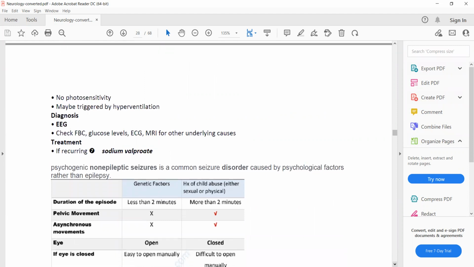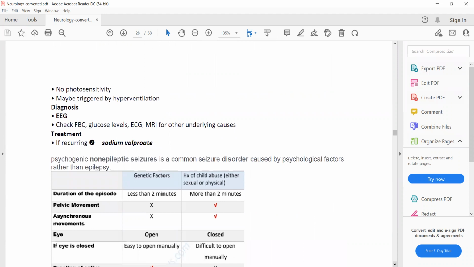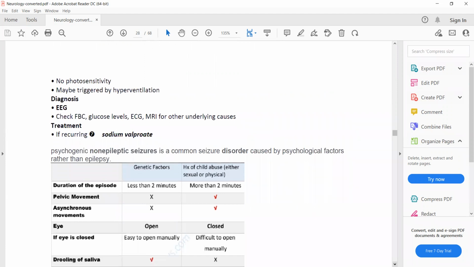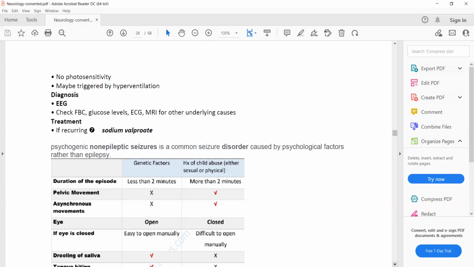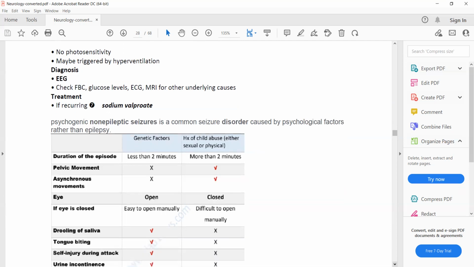The diagnosis of all types of epilepsy is made on the EEG. We also need to check full blood count, glucose levels, ECG, MRI, and others to see if there is any other underlying cause of the seizure. The outpatient management for every type of seizure, the drug of choice, is sodium valproate.